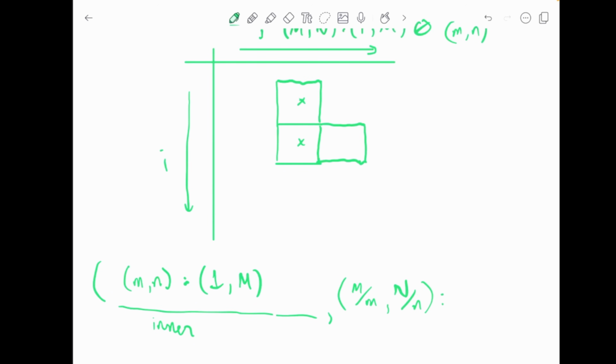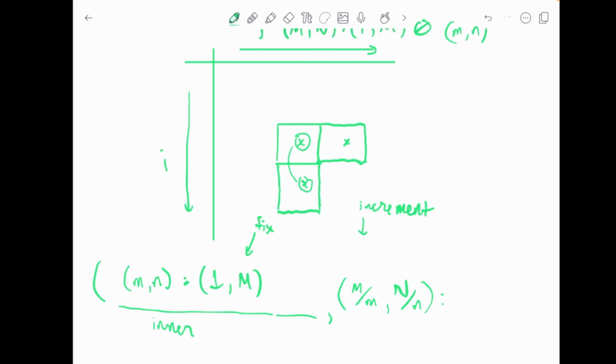I won't belabor the point too much. But suppose that I fix the inner coordinate and I increment the outer coordinate. Actually I drew it in the wrong way, so this would be incrementing it by 1 in the I direction, excuse me. As I increment the outer coordinate by 1 in the I direction, this x here should turn into this x here. So the question is, how much does the offset change as I do that?